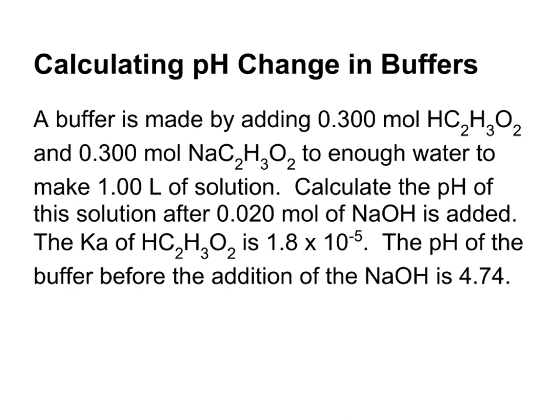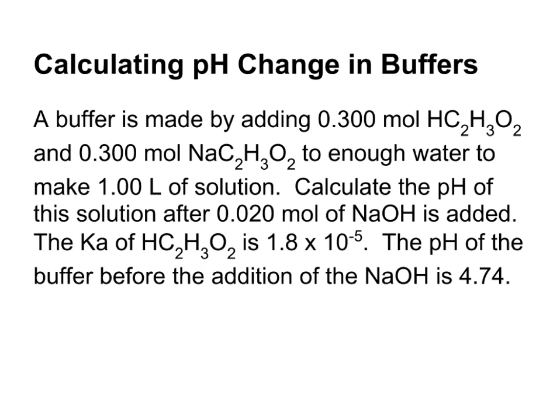So here's a pH change in buffers question. A buffer is made by adding 0.3 moles of acetic acid and 0.3 moles of sodium acetate to enough water to make 1 liter of solution. So 0.3 molar acetic acid and 0.3 molar sodium acetate. We need to calculate the pH of this solution after 0.02 moles of sodium hydroxide is added. We're going to assume no change in volume.